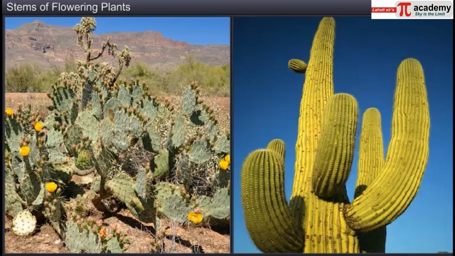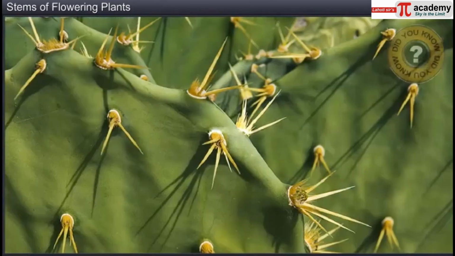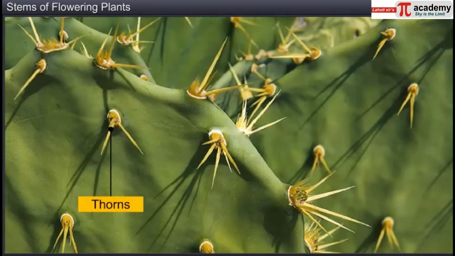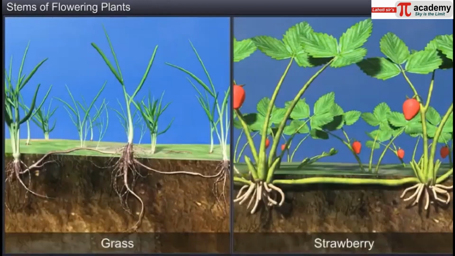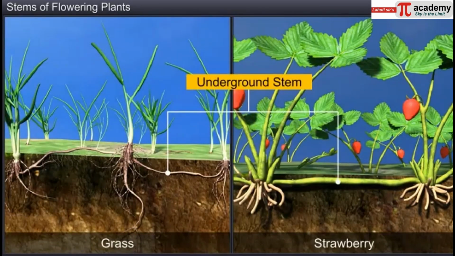In arid regions, it is common to see plants with flattened or fleshy cylindrical stems. These are modified stems that contain chlorophyll and perform photosynthesis. Did you know that many flattened or fleshy cylindrical stems have thorns on them that help to deflect sun rays and maintain the moisture content? In some plants like grass and strawberry, some stems get modified and grow underground. These underground stems spread to new niches and form new plants as the old ones die.